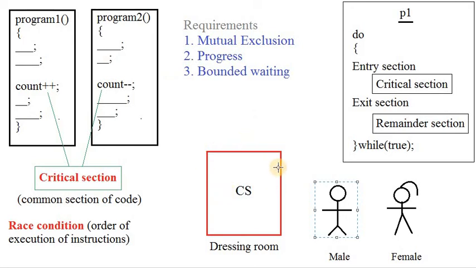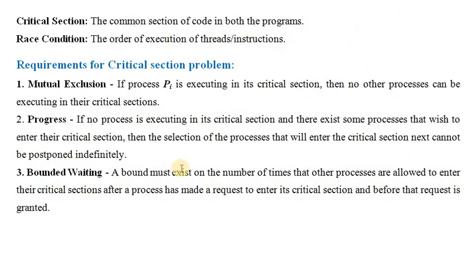And the third one is bounded waiting. What is meant by bounded waiting? Let us see first. A bound must exist on the number of times that other processes are allowed to enter the critical section after a process has made a request to enter its critical section and before that request is granted. So very simple, a bound must exist. Bound means a simple numerical value. A numerical bound should be there on the number of times other processes are allowed to enter their critical section.